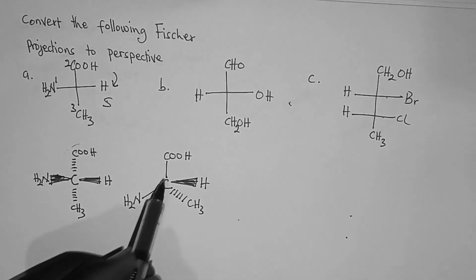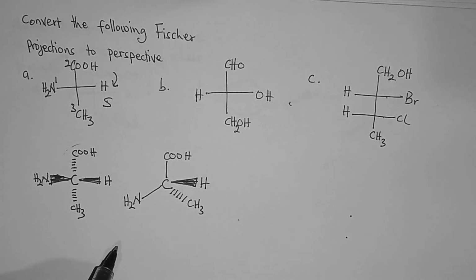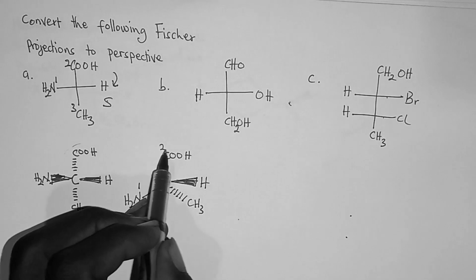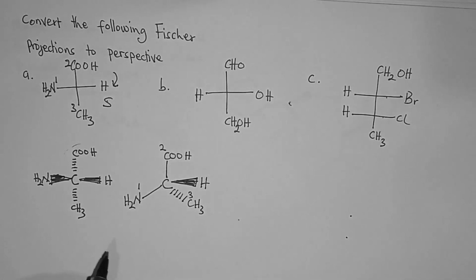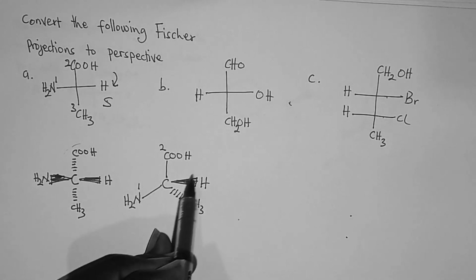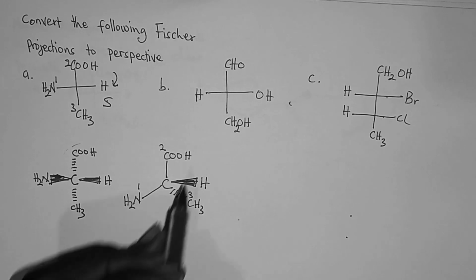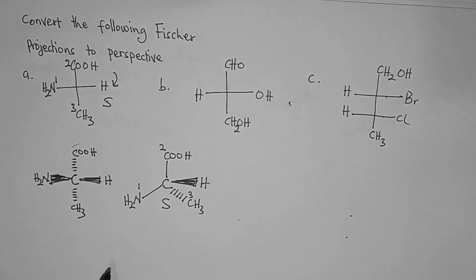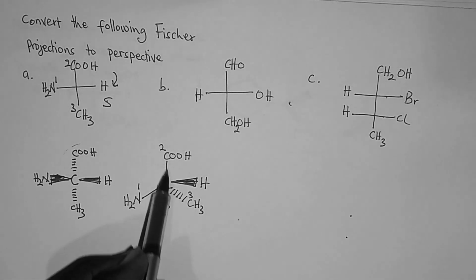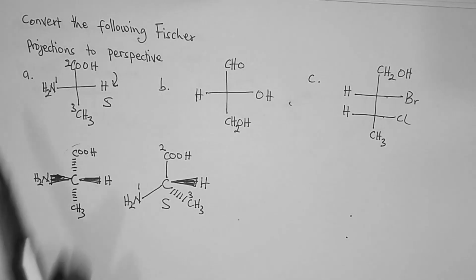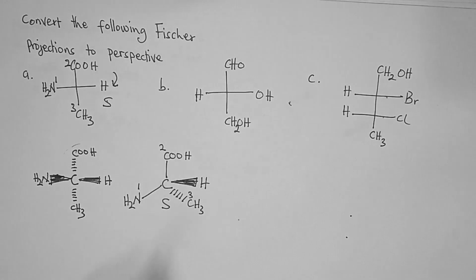Now let's determine the configuration in this case. So this is 1, this is 2, and this is 3. It is going in the clockwise direction. However, the proton is pointing towards us, and therefore we must negate the configuration, and therefore this is an S. And so this is the proper perspective drawing of this molecule. Let's come to this. You can pause the video at this point and try.